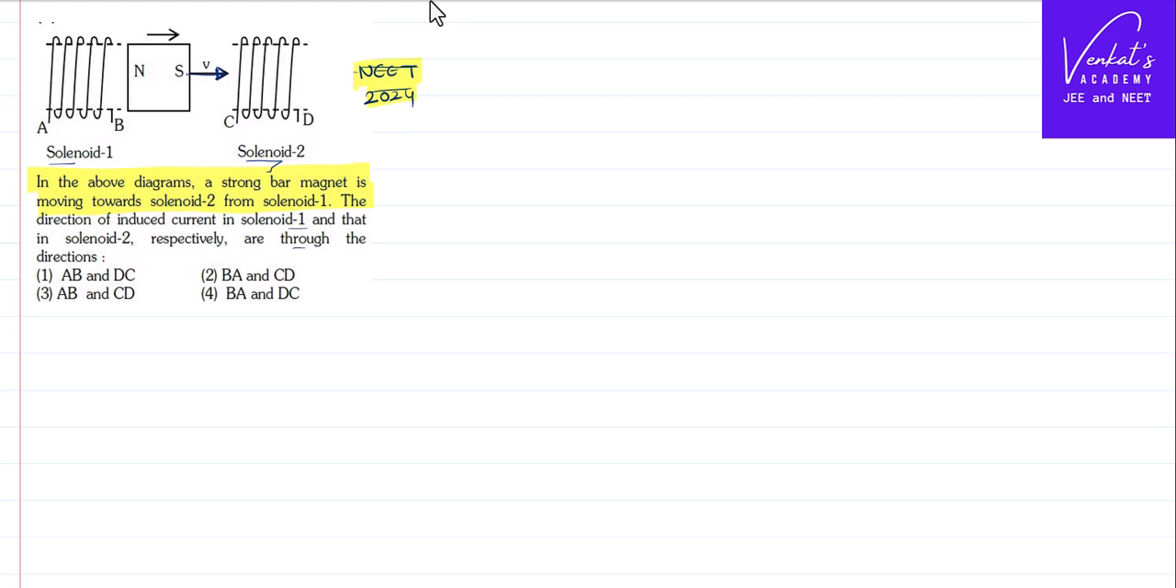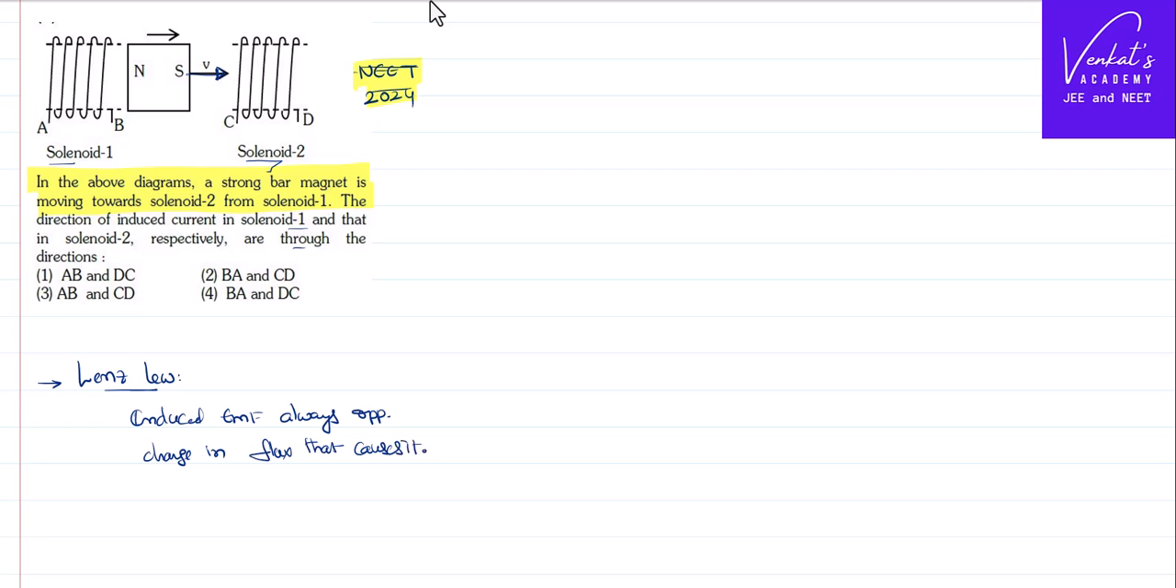So the first thing that we need to remember is there is a law called Lenz's law. An induced EMF is developed in a coil in such a way that the induced EMF always opposes the change in magnetic flux that causes it. So you have to understand it a little carefully.